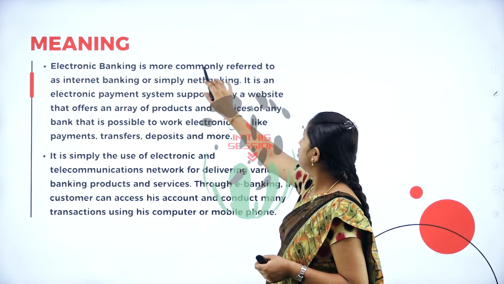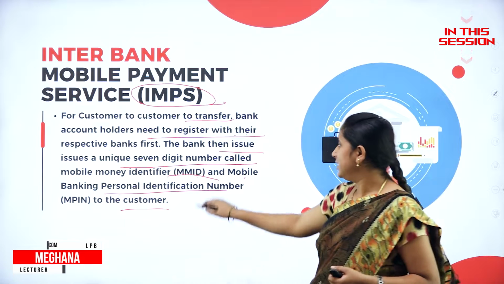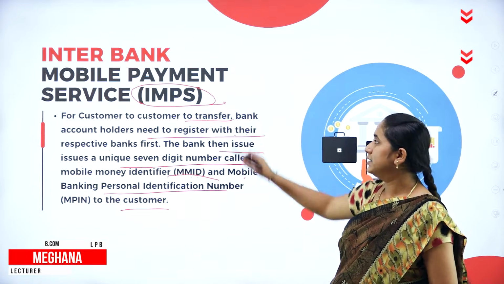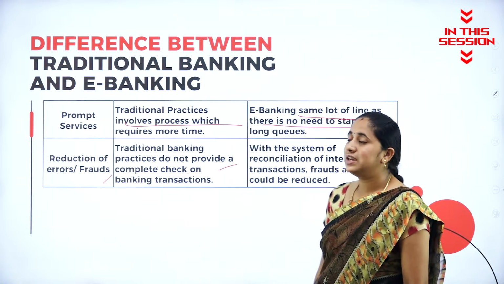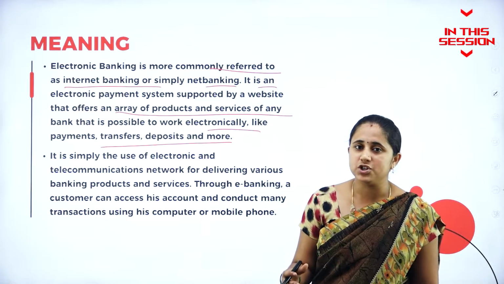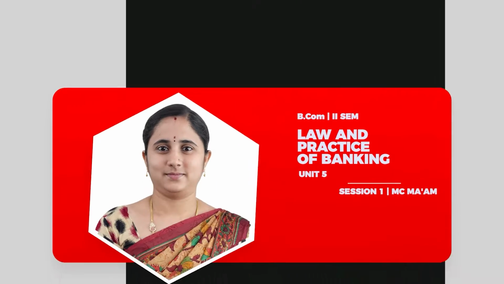Electronic banking is more commonly referred as internet banking. Respective bank, and you need to get this MMID and MPIN for using or to get this IMPS services. Traditional banking practices do not provide a complete check on the banking transaction. So for all the transaction, for all the banking operation, we use electronic format, that is website.